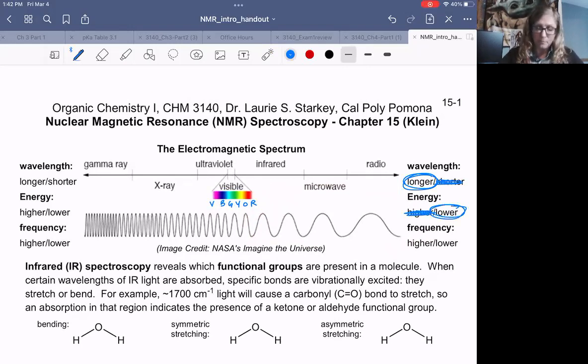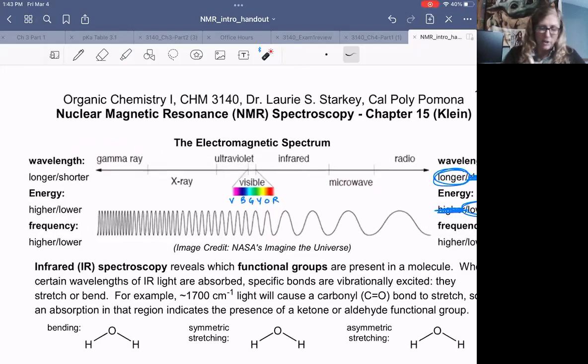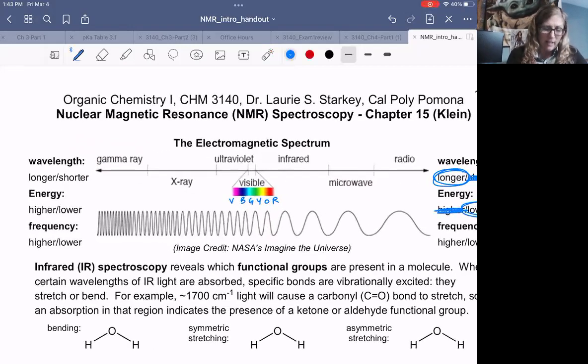radiation. If we go in the opposite direction from the visible range, we get the ultraviolet light, and then the X-rays, and then even eventually gamma rays. So are these things you would associate with low energy radiation? No, these are definitely higher energy radiation, because we have much shorter wavelengths.